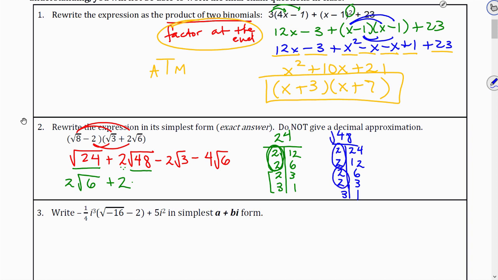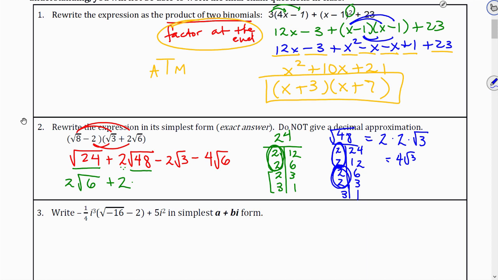Okay, so root 48 is equal to the square root of, let's see here, 2 times 2 is 4. The square root of 4 is 2. This pair of 2's down here, the square root of 4 is, again, another 2. I'm multiplying these together, times what's left, which is 3. So I get 4 root 3.